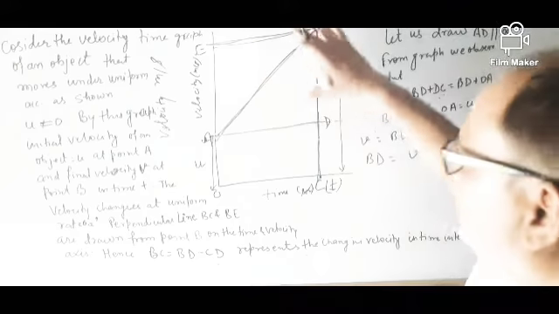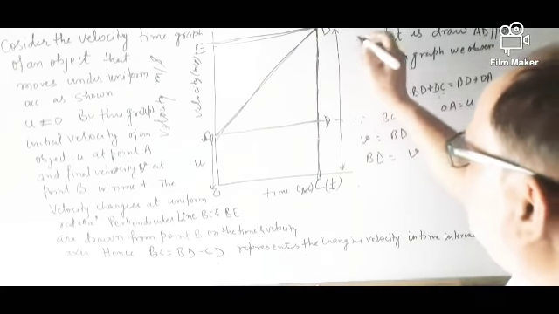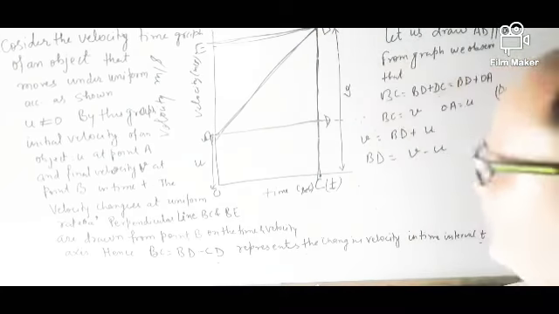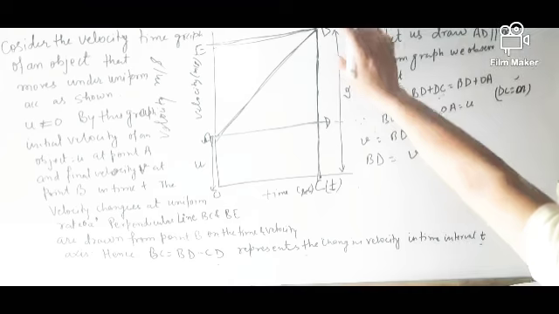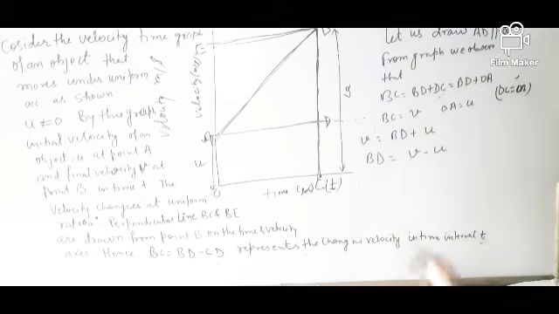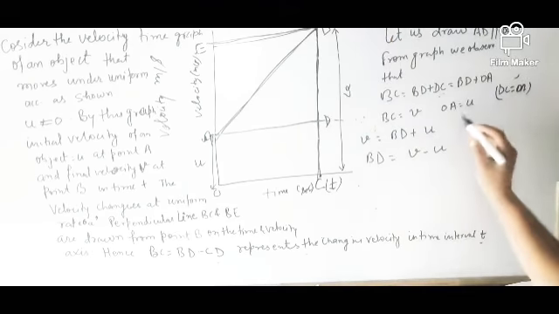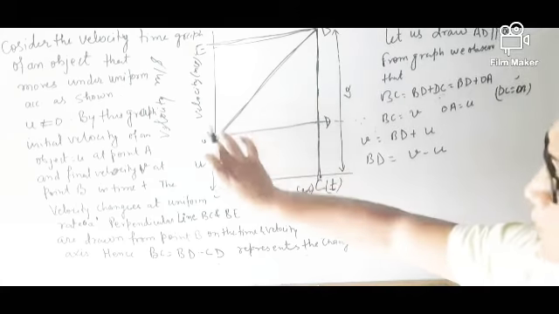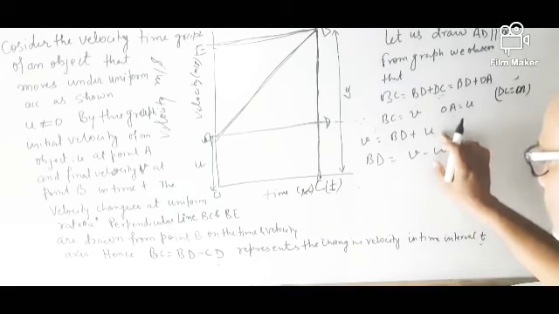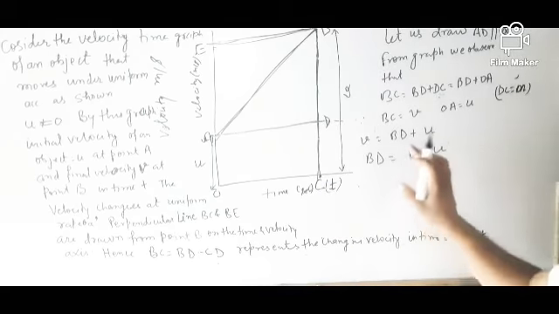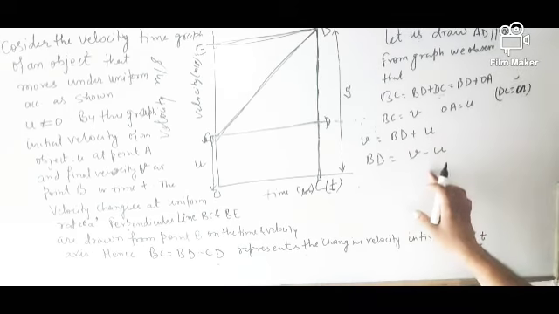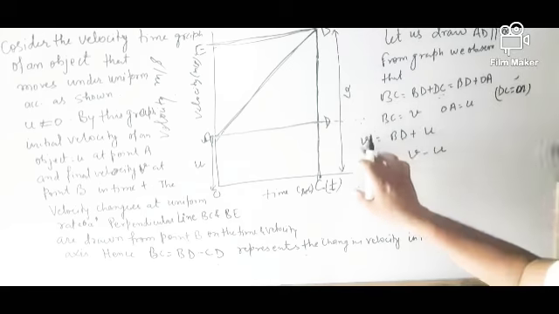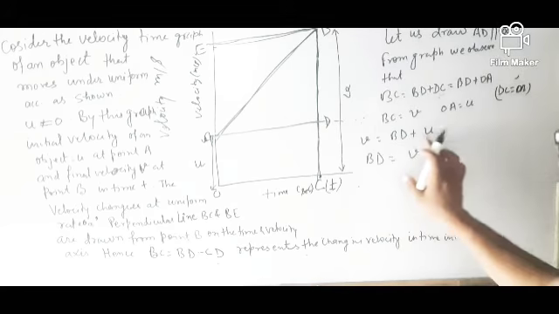BC is the final velocity, since the object moves from A to B, so it takes the final velocity. BC is equal to the final velocity V, and OA is the initial velocity U. So BD is equal to what? BD is equal to V minus U. This is equation number 1.